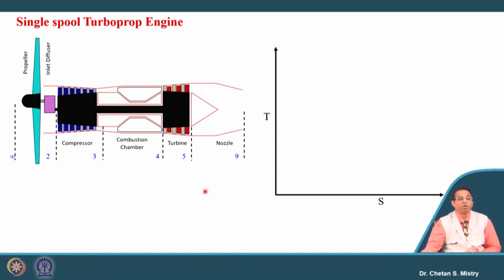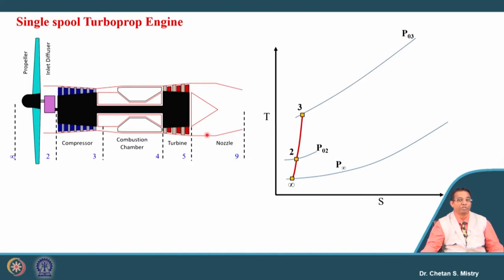So, let us look at how we analyze this engine. Let me put in the stations. Suppose I consider here the free stream condition, or atmospheric condition. Here we have the intake, followed by the compressor, combustion chamber, turbine, and the nozzle. Let us try to understand this process, or cycle, on a T-S diagram. Here we have atmospheric pressure, from where the air goes inside the intake, and this represents the actual intake process, followed by the compressor. So, 2 to 3 represents the actual compression process.